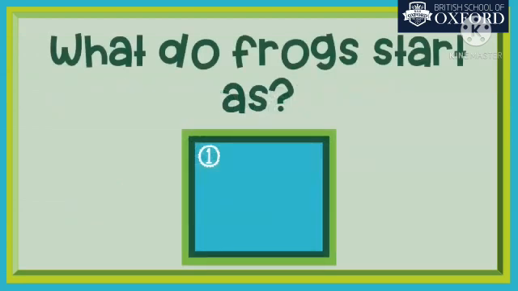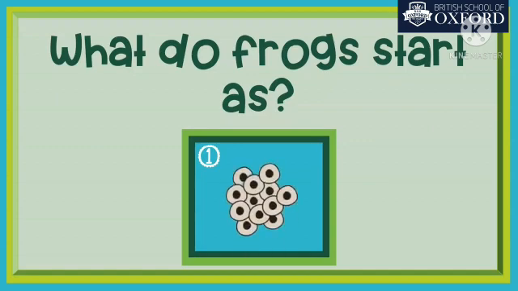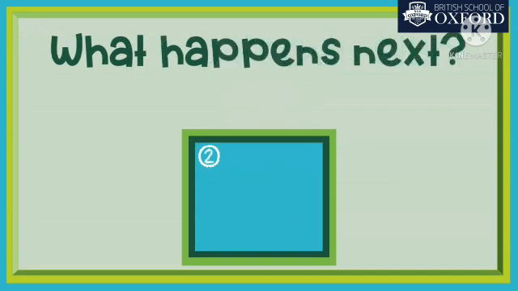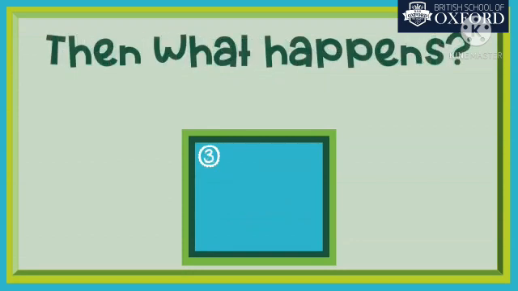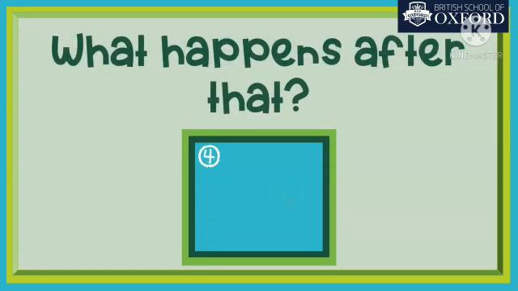What do frogs start as? Eggs. What happens next? A tadpole hatches. Then what happens? The tadpole grows 2 legs. What happens after that? The tadpole grows 2 more legs. Now it has 4 legs.